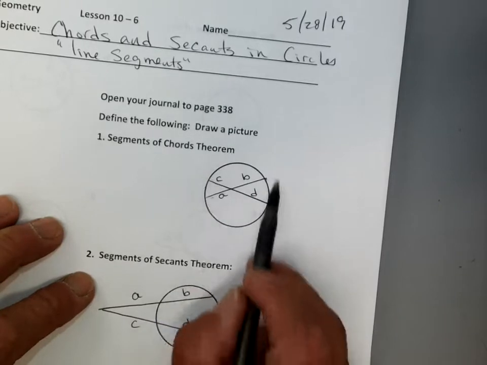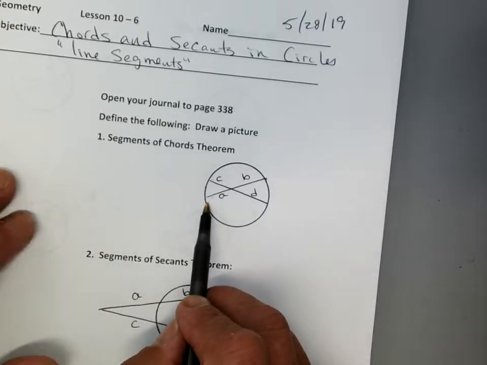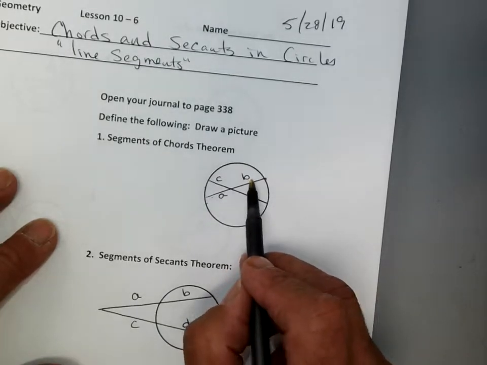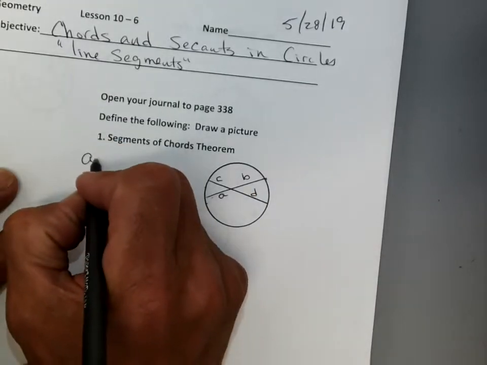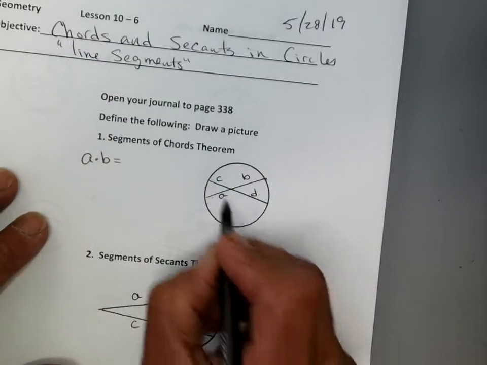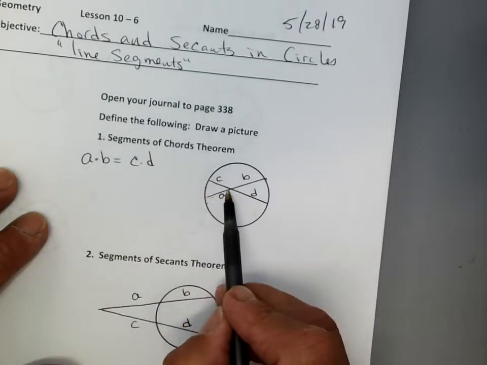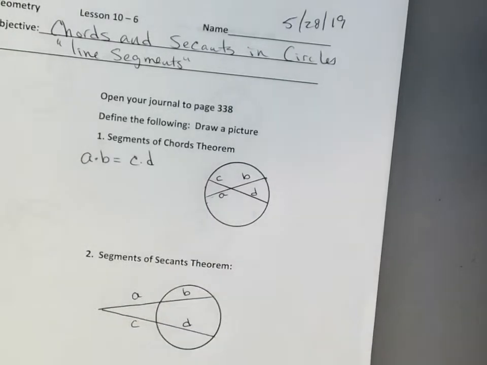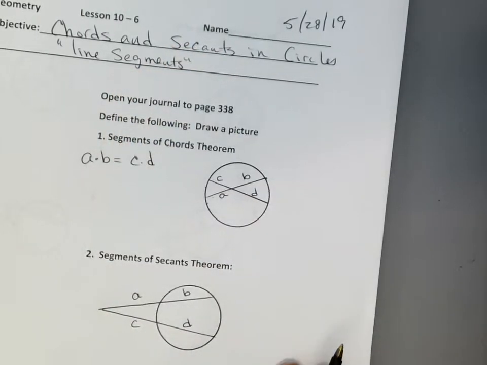So if you have two chords that intersect in a circle, then you have a cool little relationship where this piece times this piece will equal this piece times this piece. Or A times B will equal C times D, okay? So this piece times this piece will equal this piece times this piece, always. It's a cool little relationship, only happens in circles, okay? And we'll look at some examples on the back, all right?